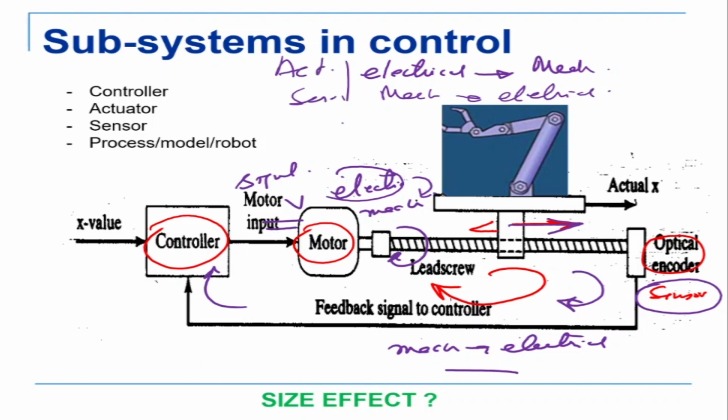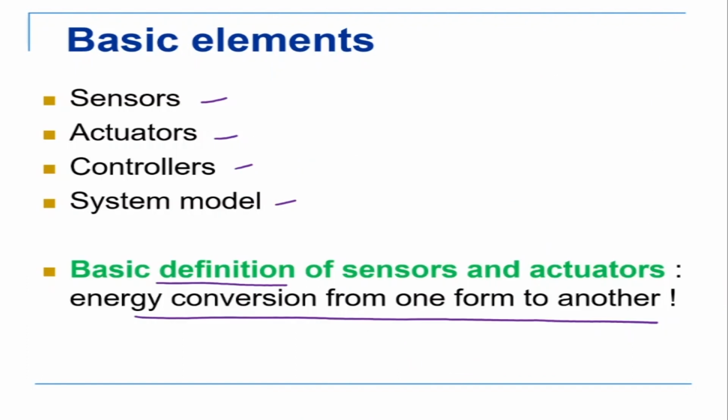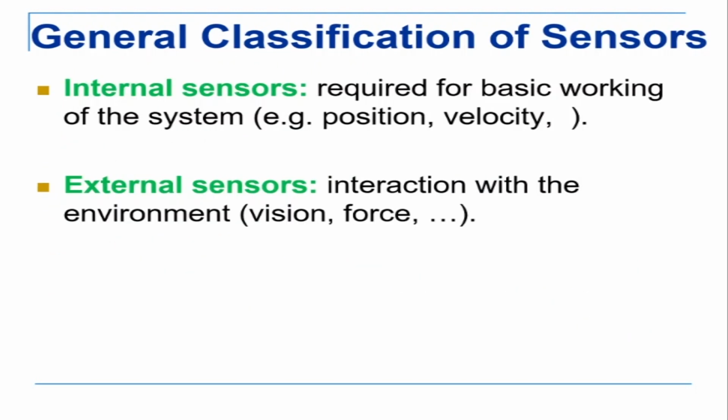So in terms of definitions, the sensor and actuator definition is the same: energy converters from one form to another. In this case, it's electrical, but you can have other kinds of energy conversion. For example, in a piston cylinder mechanism, hydraulic energy to mechanical energy, or pneumatic energy to mechanical energy, or steam to mechanical energy. In robotics, mainly we are dealing with electrical to mechanical, and then mechanical to electrical energy conversion. So this is the basic definition of a sensor and an actuator, and these four are the basic control elements that make up the control system.